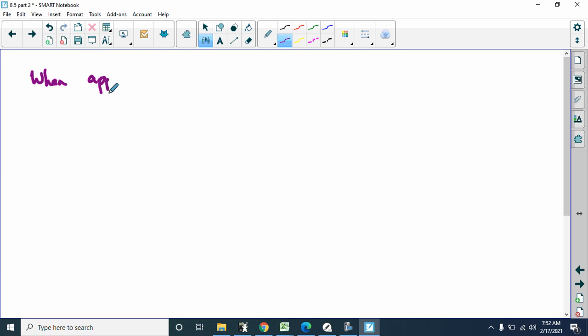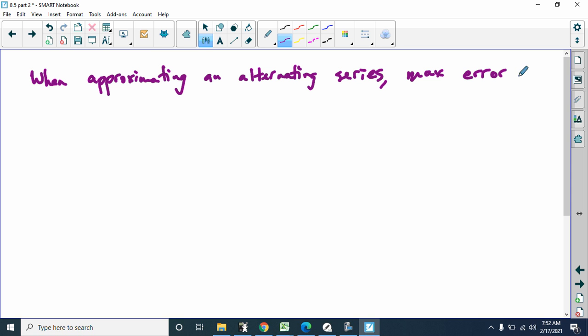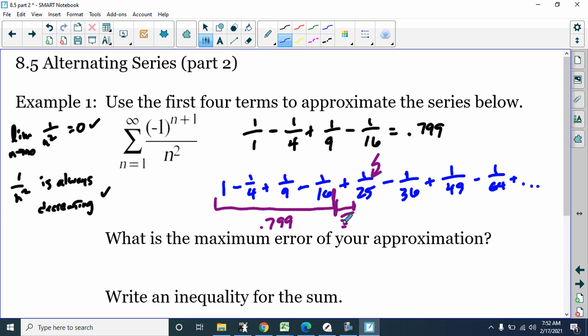So when approximating an alternating series, the max error is the next term in the sequence. So in this case, our max error is 1 over 25, which is 0.04.